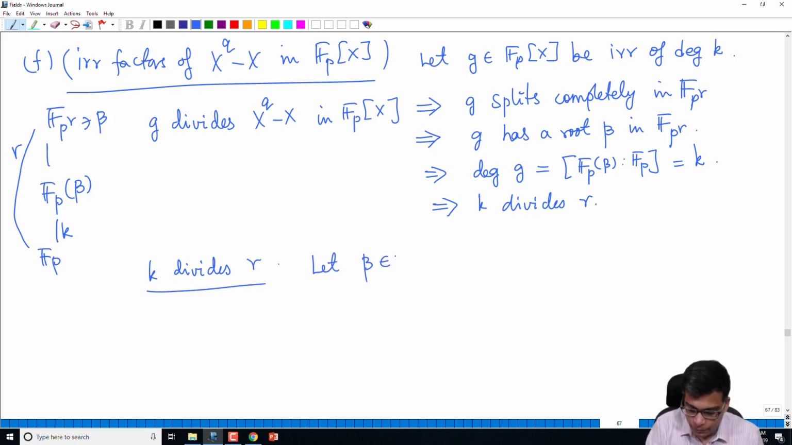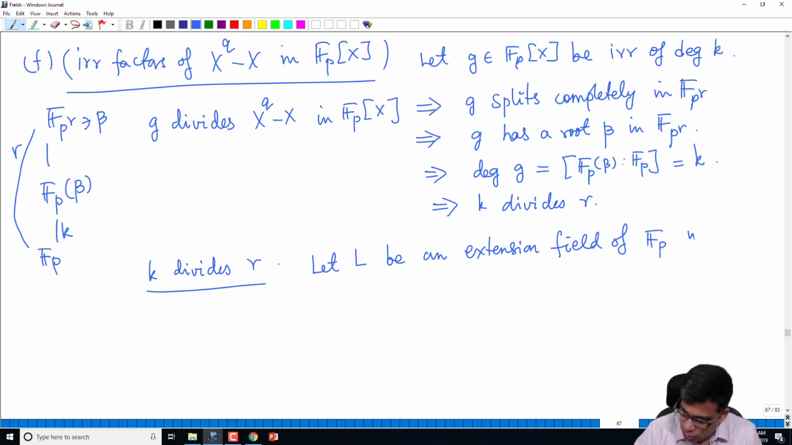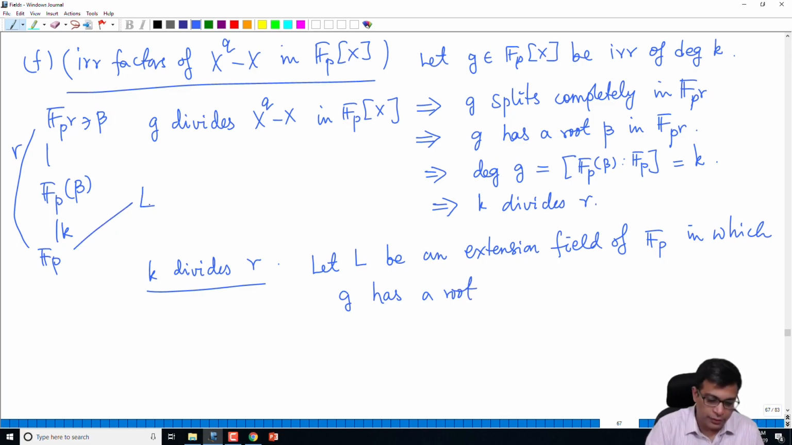Let beta be in L. So let L be an extension of F_p in which G has a root. So what I am saying is that you have a root, let's call it beta again. Remember that for any field and any polynomial over that, you can construct a bigger field in which it has a root, because G is irreducible. All you need to do is go modulo G, F_p[x] mod G will do the job.